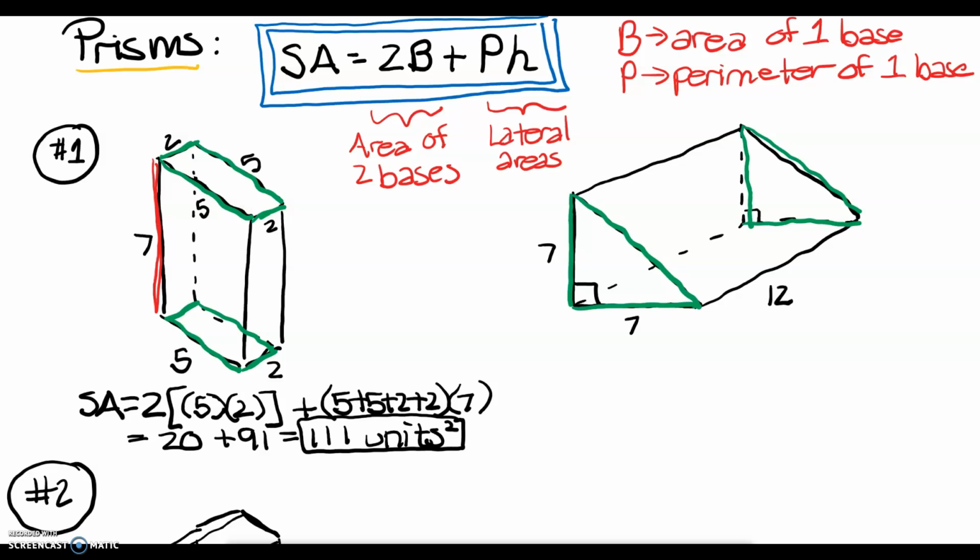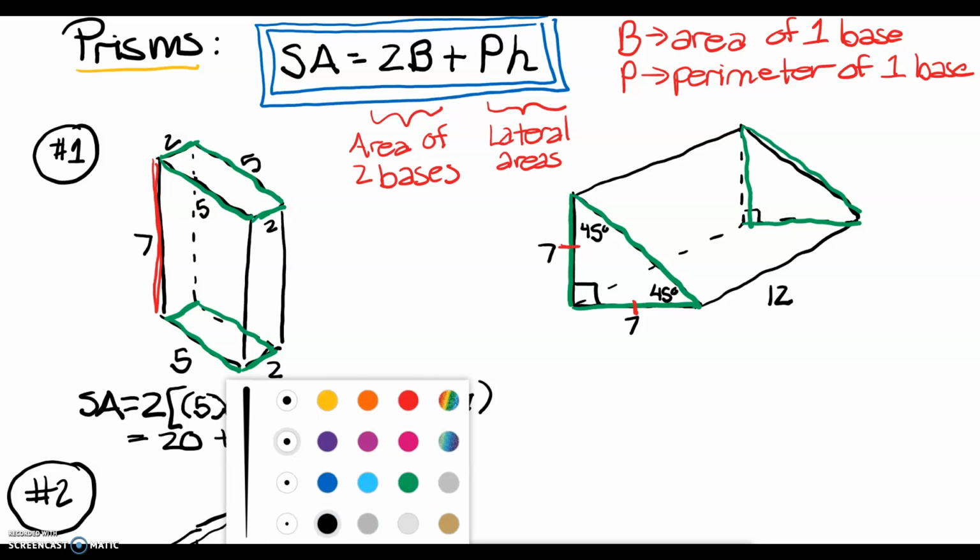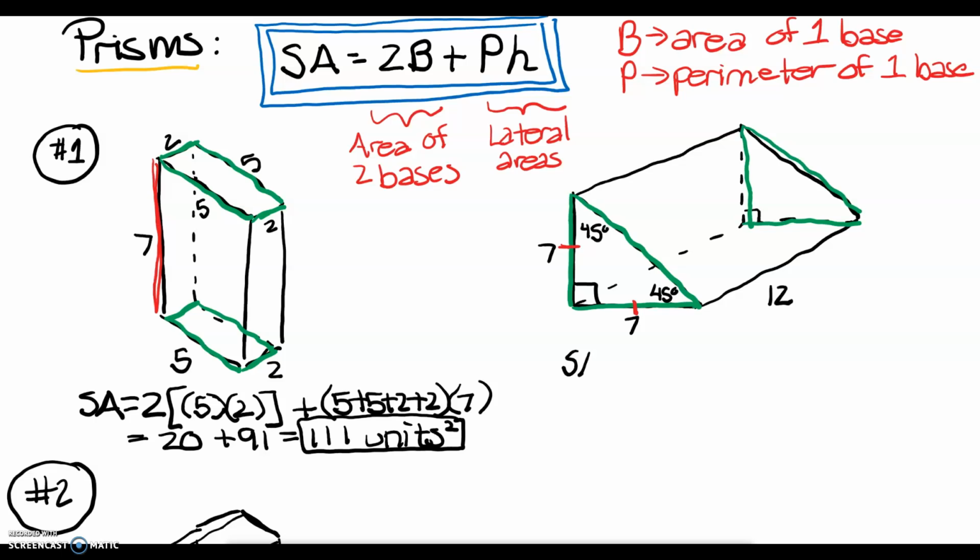And I want you to notice something about this triangle. Both of these sides are congruent. So this is definitely a 45, 45, 90 triangle. So let's go ahead and find the area of one of my bases, because that's what the formula requires. The surface area equals 2 times the area of a base. And we know the area of a triangle is 1/2 the base times the height. Well, the base is 7. And remember, the height is perpendicular to the base, so this must be the height of my triangle.